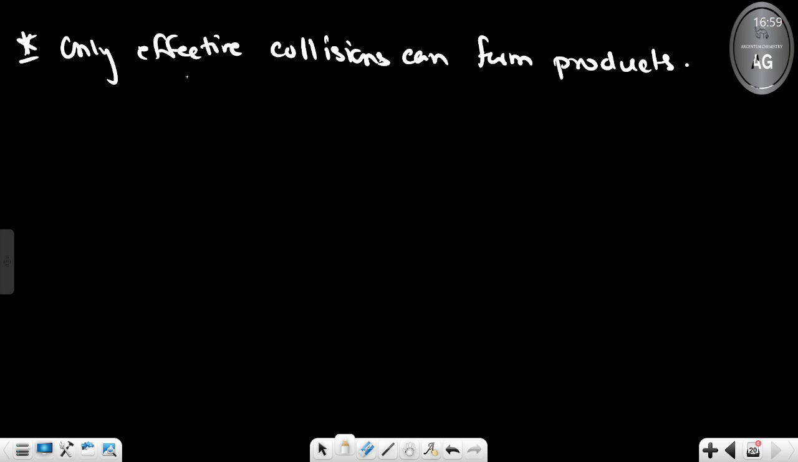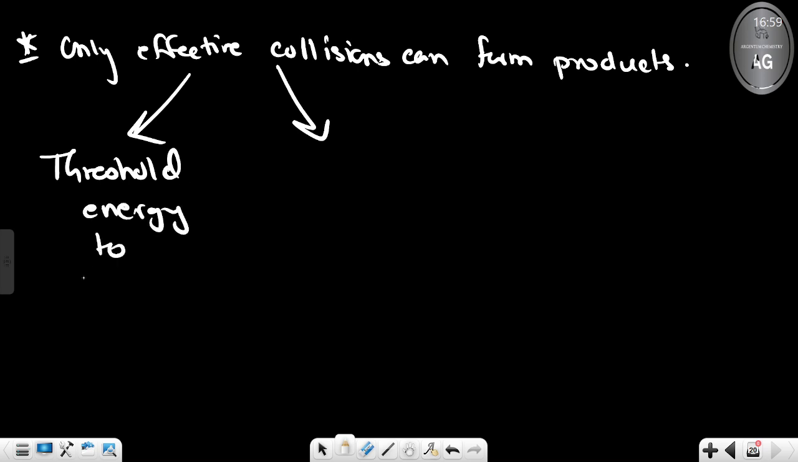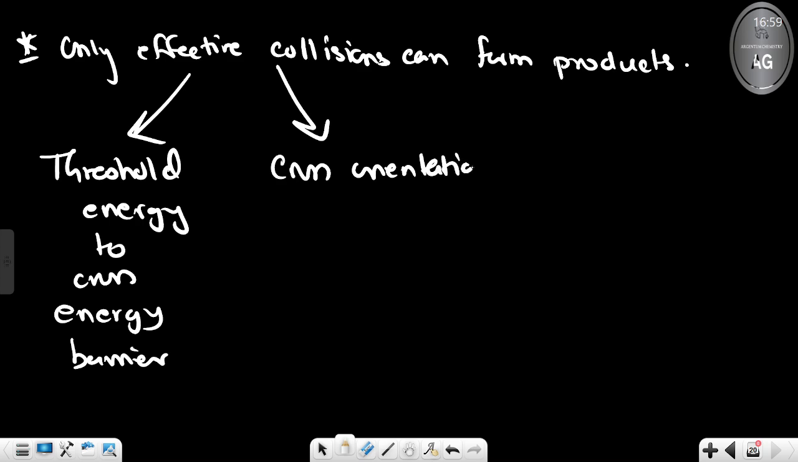So what do we mean by effective collision, or how can a collision be called effective? The term is called threshold energy. Threshold energy to cross the energy barrier and to cross the orientation barrier. So only effective collisions can form products, means they should have the minimum amount of energy which is required to break the bonds and form the products. Break the original bonds and form new bonds.